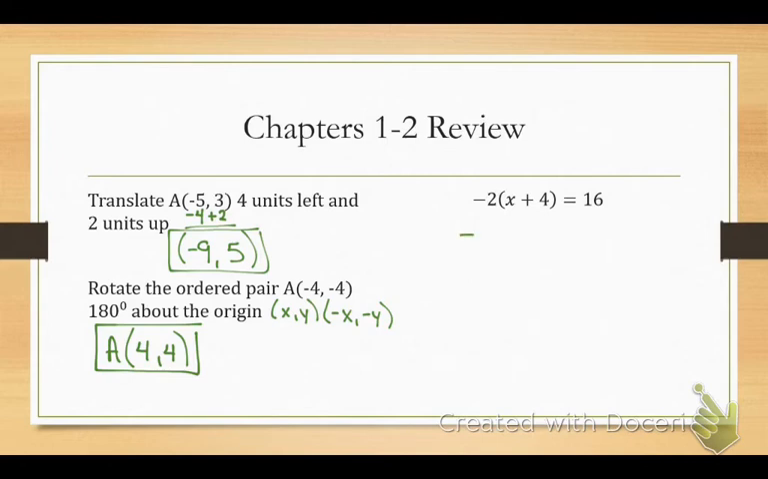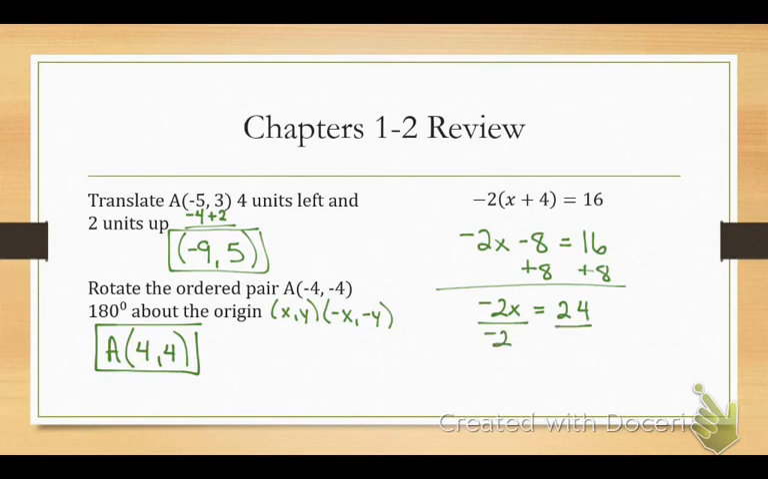All right, so now let's come over here and solve the equation. I need to distribute negative 2x, and negative 2 times 4 is negative 8, equals 16. And now I can solve a 2-step equation. Add 8 to both sides. Negative 2x equals 24. Divide both sides by negative 2. And x equals negative 12.